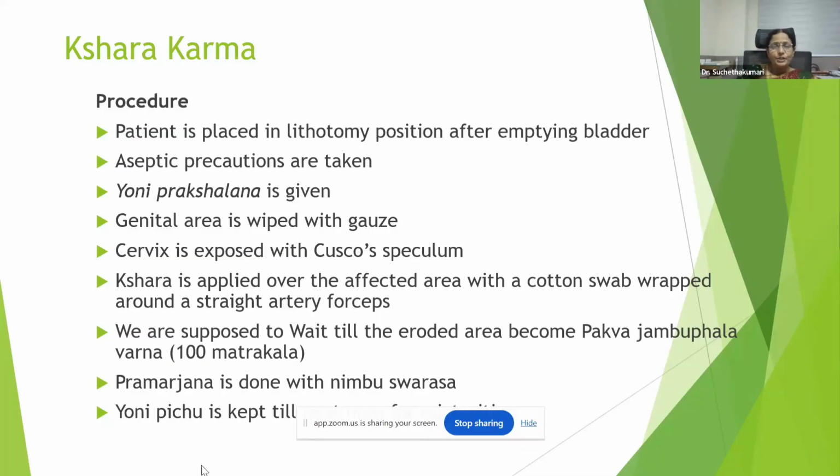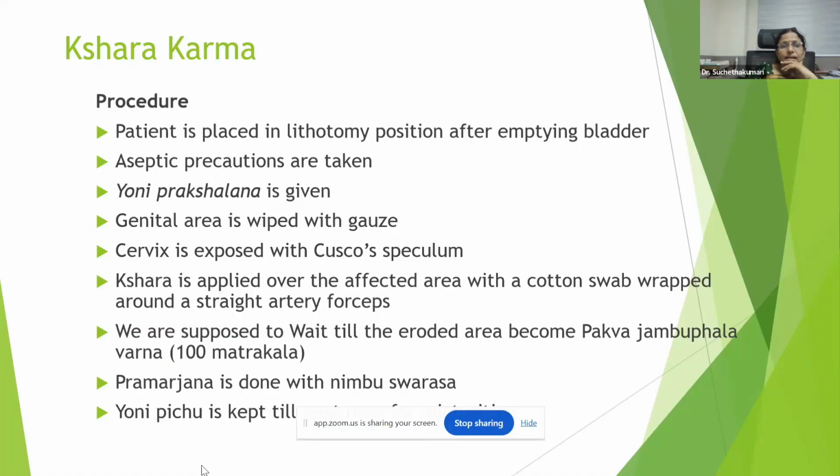So here the kshara has to be taken. It can be taken with a cotton swab which is wrapped to any of the instruments which are straight, like the straight artery forceps. The kshara should be applied over the erosion or the affected area, and it should be kept there for about 100 matra kala.